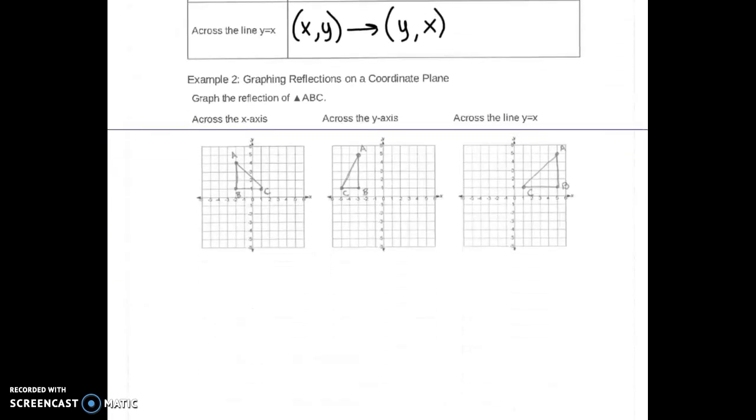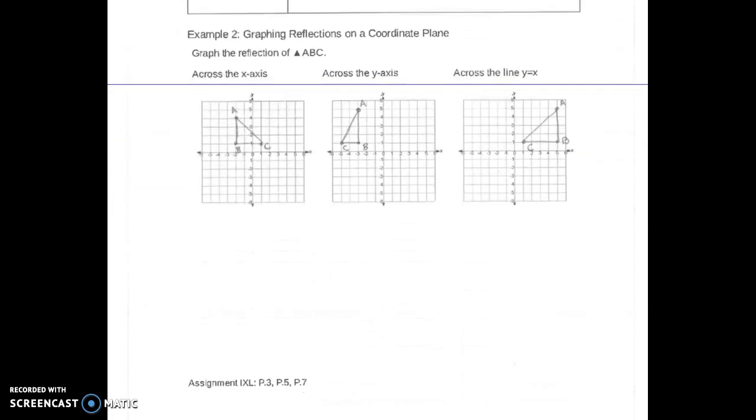So again, the first thing we need to do is find those points. So A, B, and C. A is negative 2, 4. B is negative 2, 1. And C is 1.